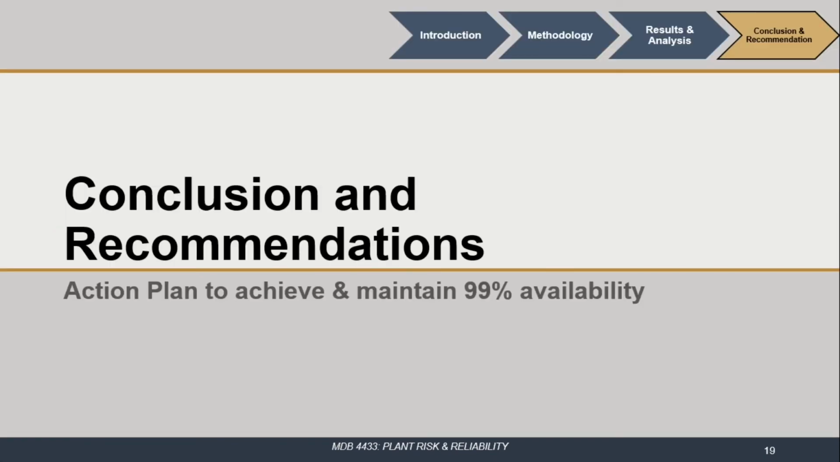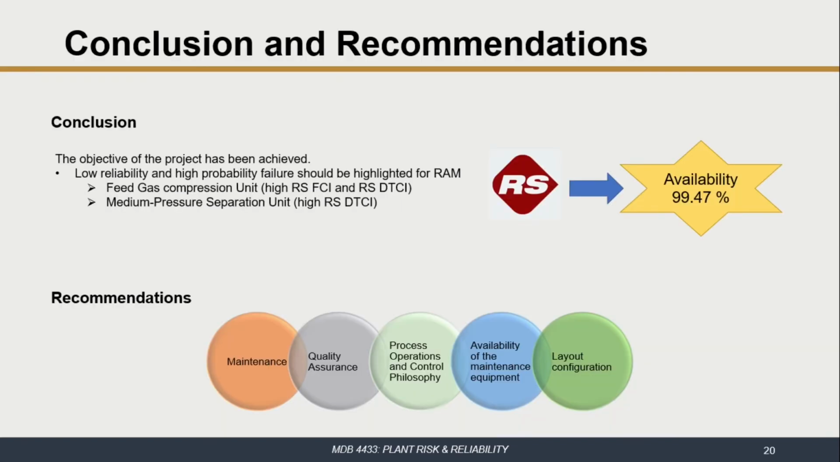So next, conclusion and recommendation. For conclusion, the availability of the natural gas processing plant in 5 years' time was predicted to be 99.47%. The critical equipment has been identified, thus the objective has been achieved.